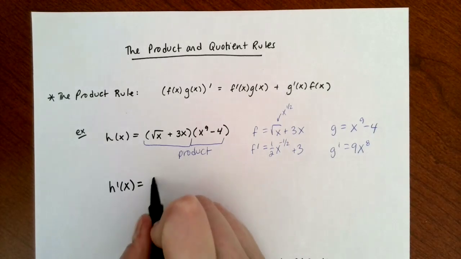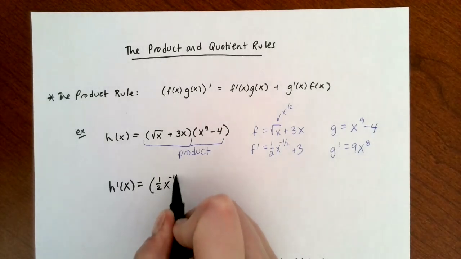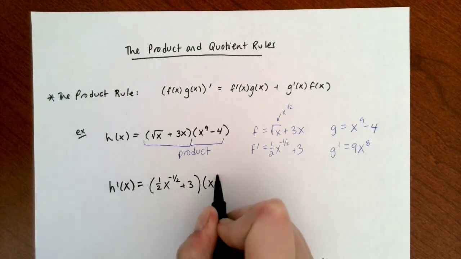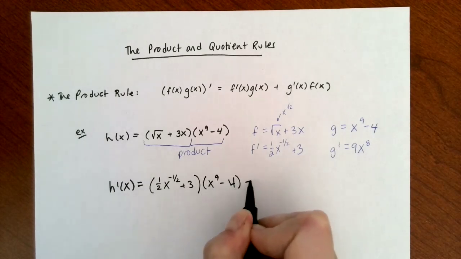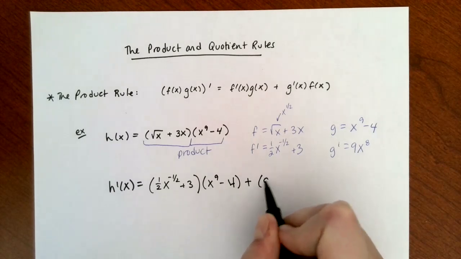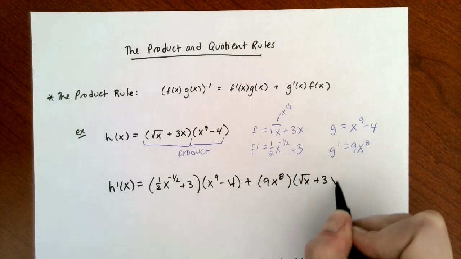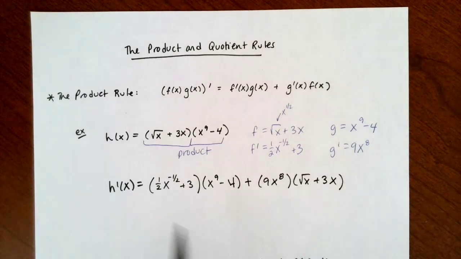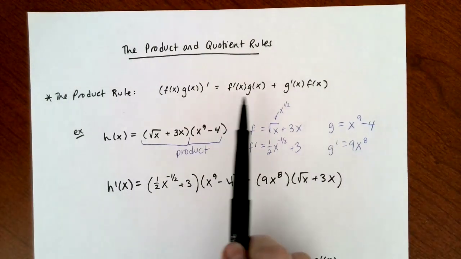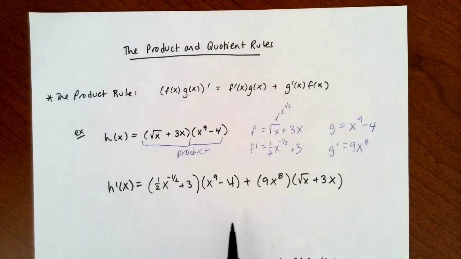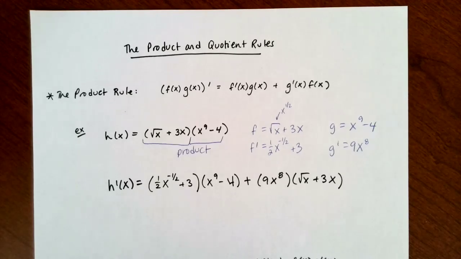So f prime, I have 1/2 x to the negative 1/2 plus 3. F prime g, plus g prime f. So I have my 4 pieces plugged into the product rule formula, and I'm not going to simplify this at all. I'm going to leave this as my answer for the derivative of this function.